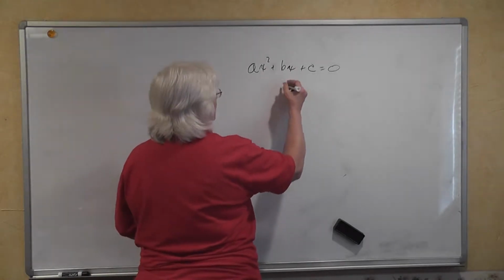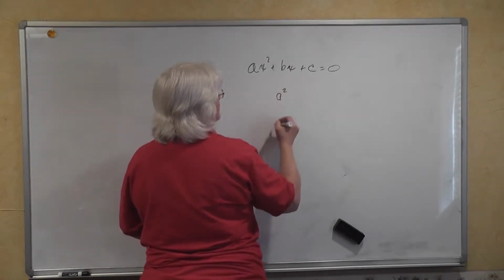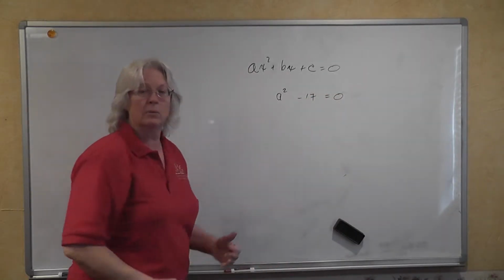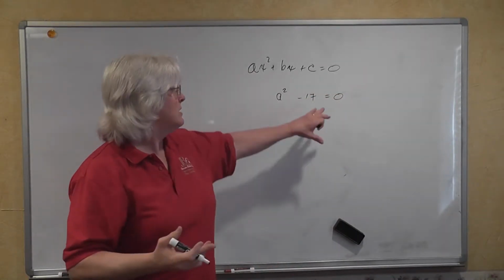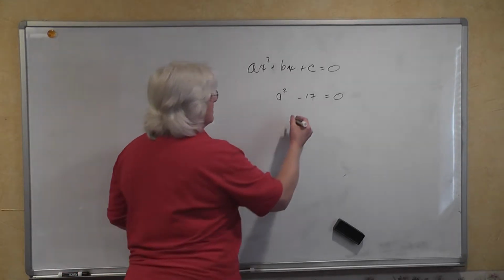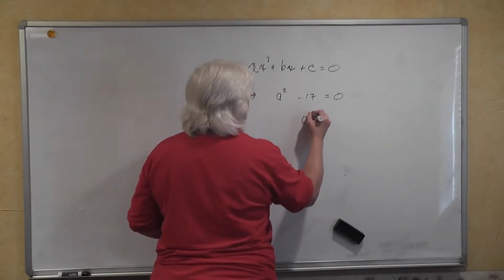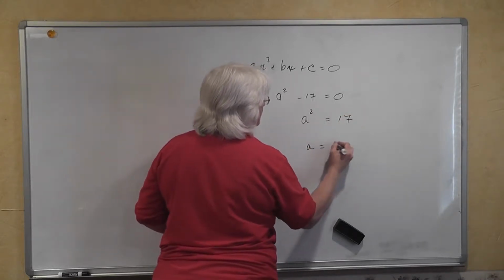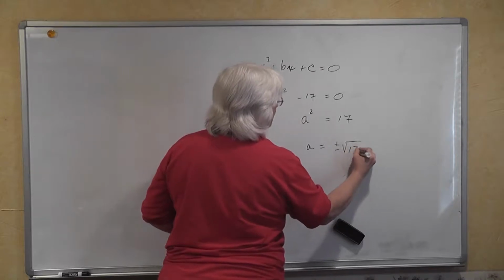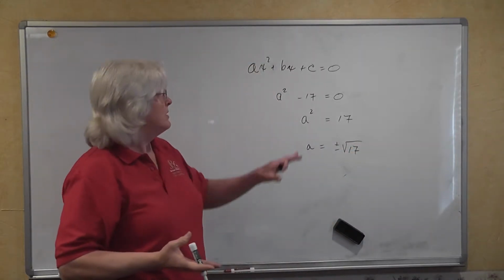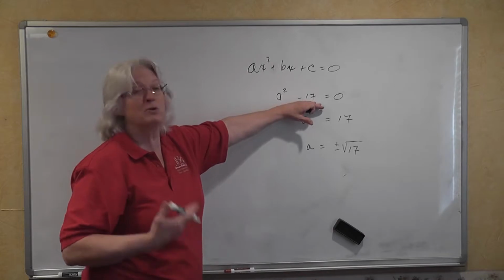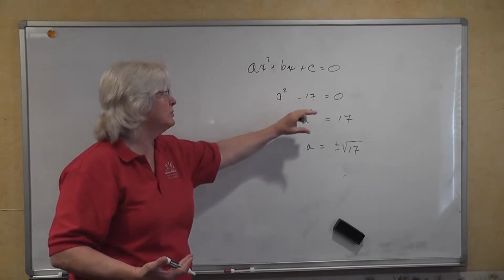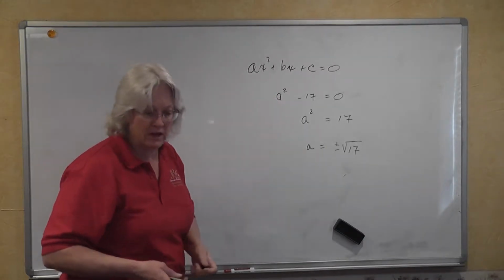Well, you've got something like a squared minus 17 is equal to 0. We're going to solve this equation by taking the roots. We're going to isolate the square term. We have a squared is equal to 17. So a is going to be plus or minus the square root of 17. So that would be the most common illustration or example of why you would solve an equation by taking roots.